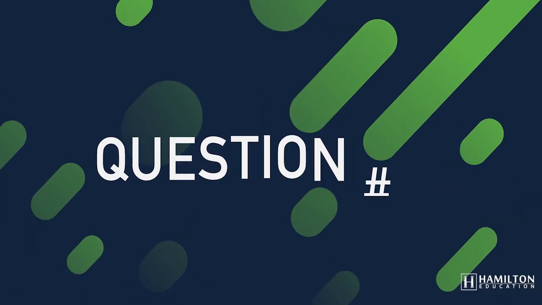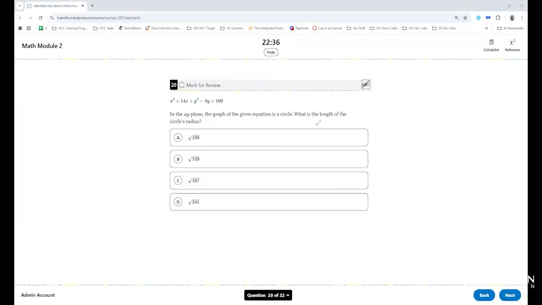Question 20. All right, we got you making it. All right, almost to the end. With this equation of a circle, what is the length of the circle radius? Okay, so what we want to do is complete the square for the circle, and that way we can get the radius squared. So first thing, you want to group the terms together.